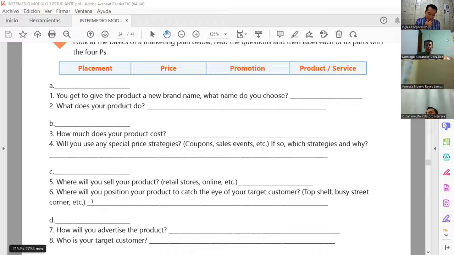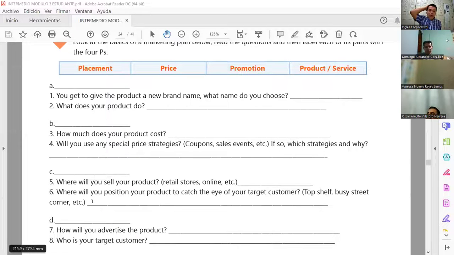And letter D, promotion. How will you advertise the product? You're going to use the media, the newspapers, the radio, the TV, pamphlets, bulletin boards, or let's say billboards, you know, anuncio gigante, billboards, yes?